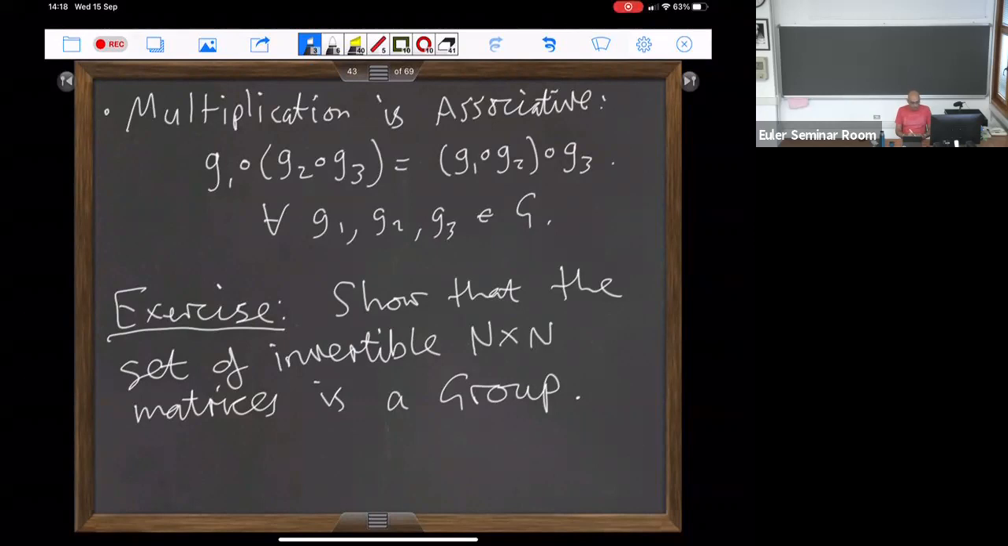In both cases, show that if you consider all such matrices which are invertible, then the set of matrices under matrix multiplication is a group. Okay, so you just have to check that all of these four axioms are satisfied.